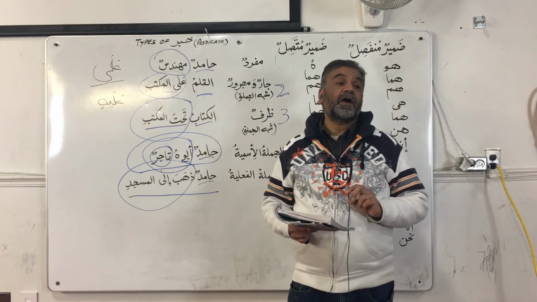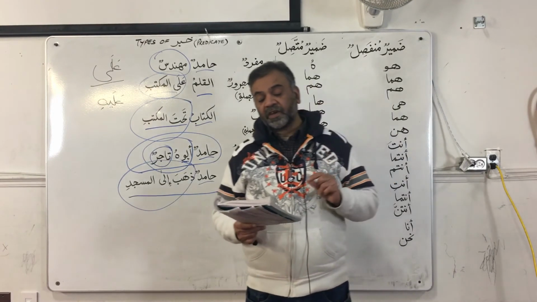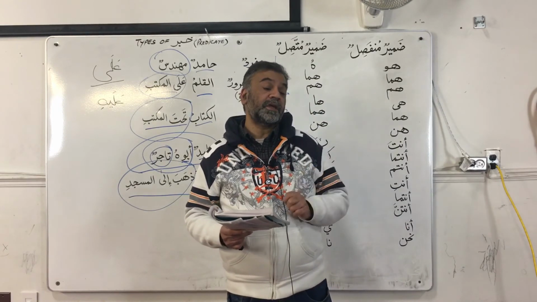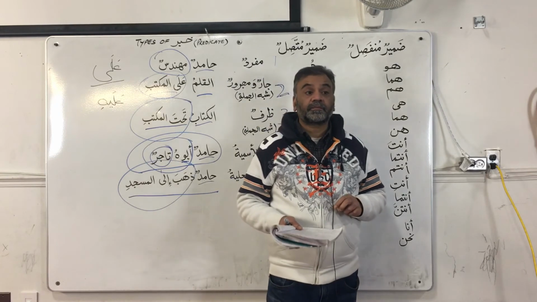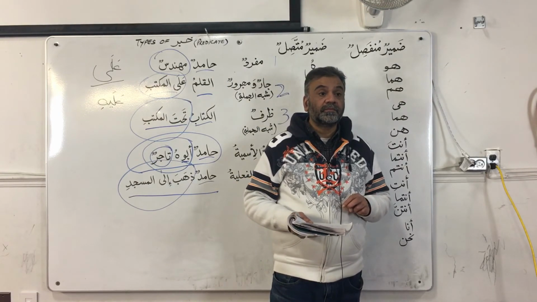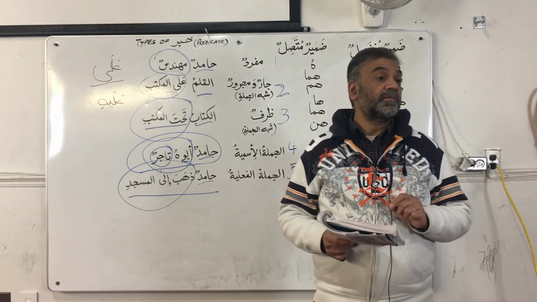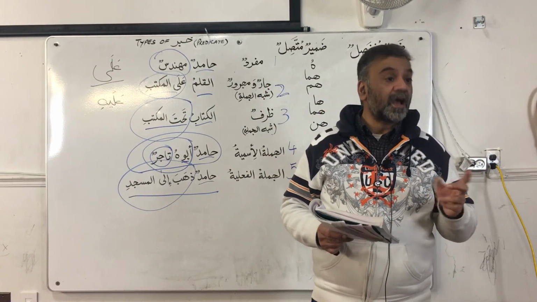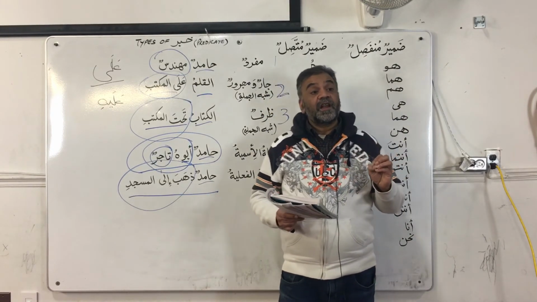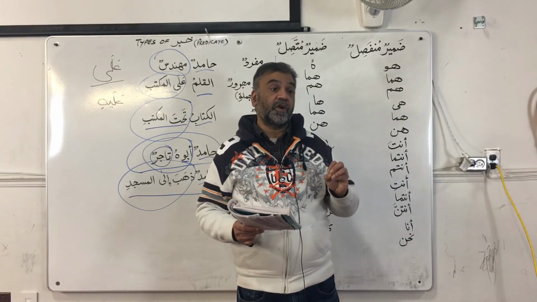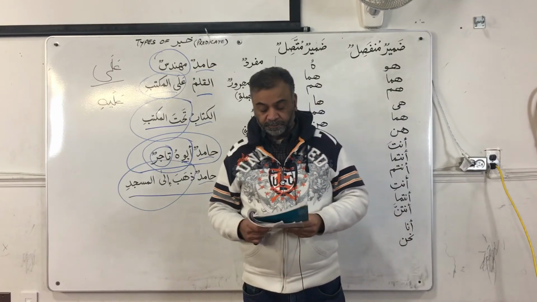Man kharaja ma'ahu. Who left with him? Then you say kharaja ma'ahu ammi. Kharaja ma'ahu ammi. And what is the meaning of ammi? Uncle. So where is the fa'il? Ammu. Wa huwa mudaf and ya mutakallim mudaf alayh.